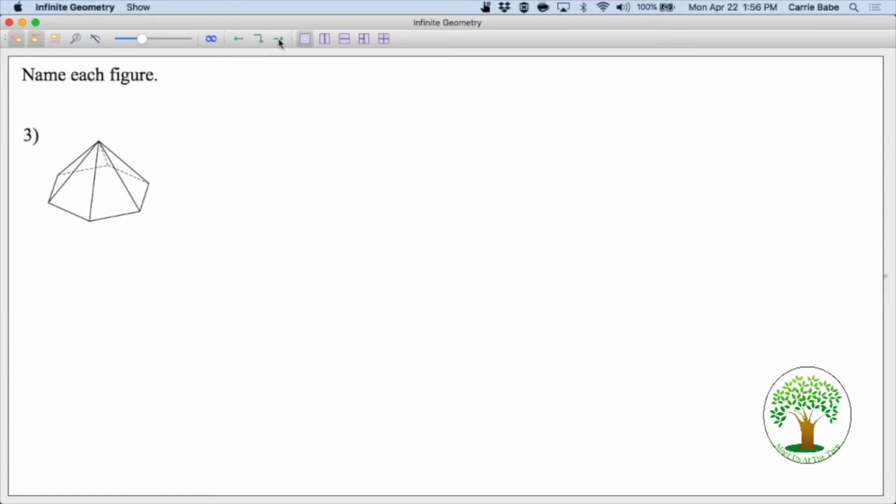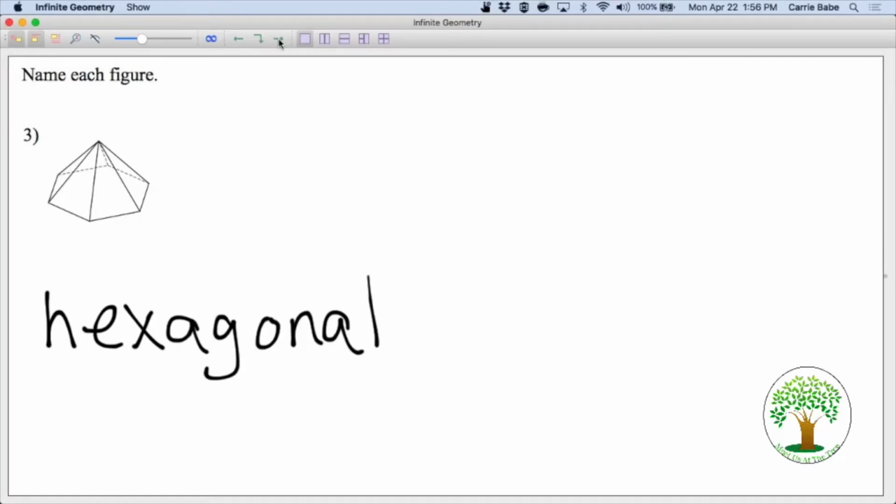Heidi, what did you get for the shape of the base? Yes, hexagon. So this is going to be hexagonal. And then is this a pyramid or a prism? What about you, Amy? Is it a prism or a pyramid? It's a pyramid. I agree. I am not spelling pyramid today. Pyramid. Okay. All right. Let's move to the last one that we're going to do together.